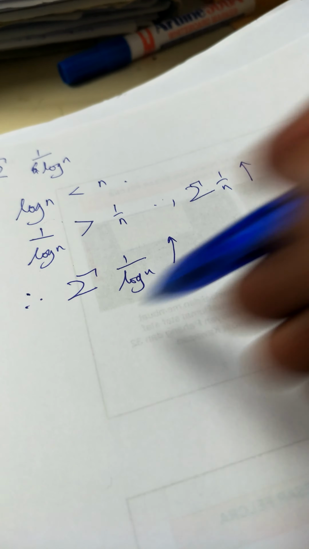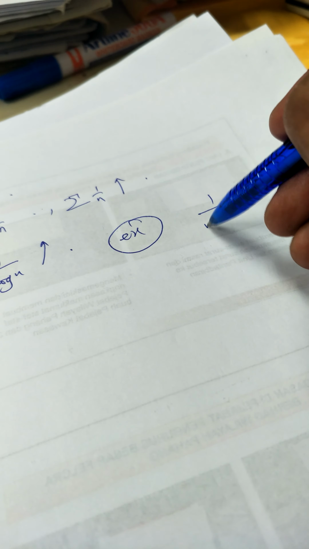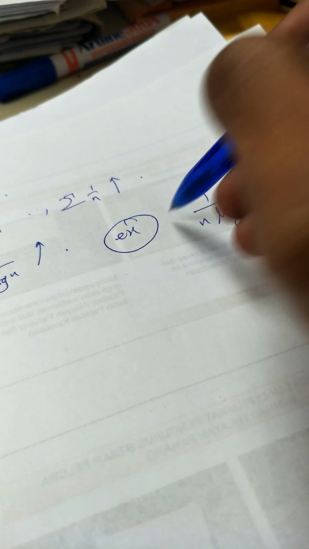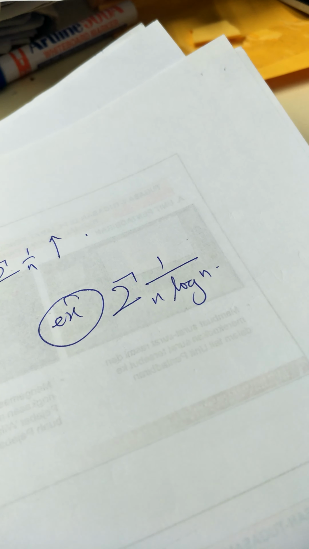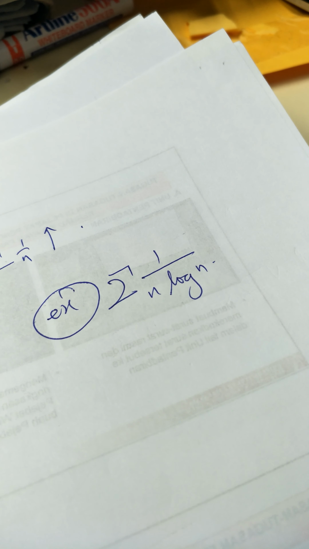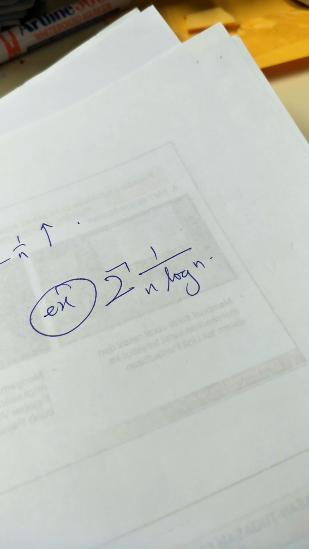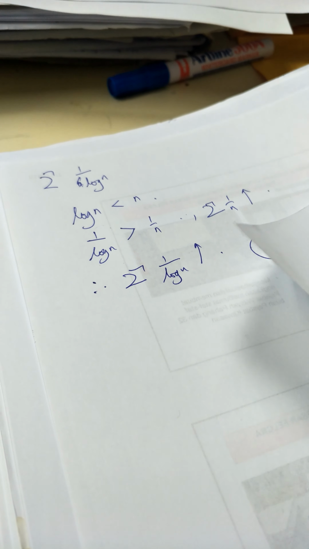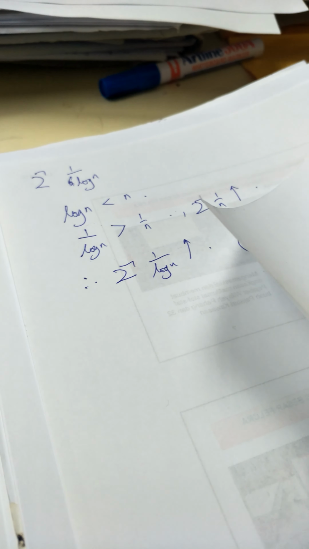Can you try this as an exercise? 1 over n log n. Let's just try and see what happens. And in the notes we have some more examples. I think I don't have to go into that much detail there.